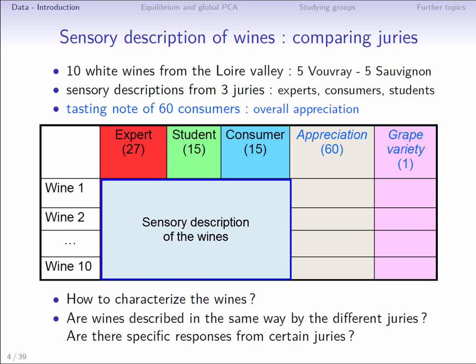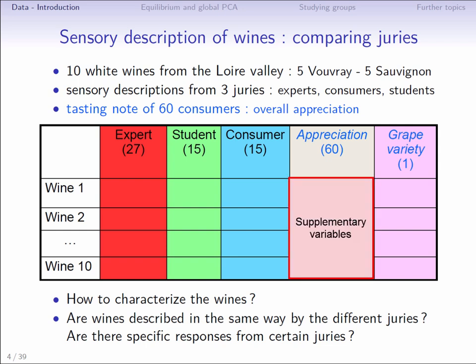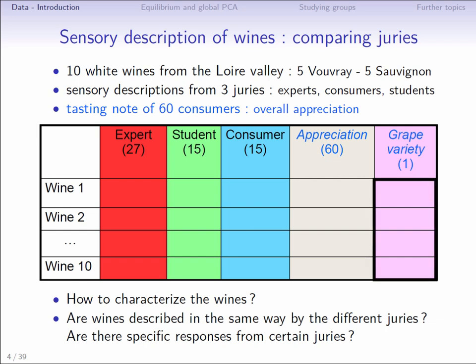However, we can relate sensory descriptions and wine appreciation by using these variables as supplementary ones in the analysis. Similarly, the qualitative variable corresponding to grape variety will be considered as a qualitative supplementary variable.